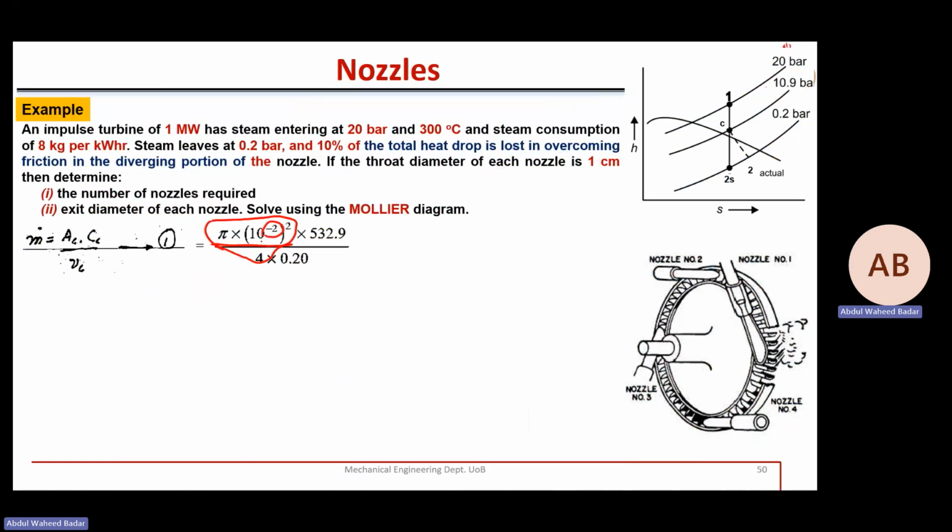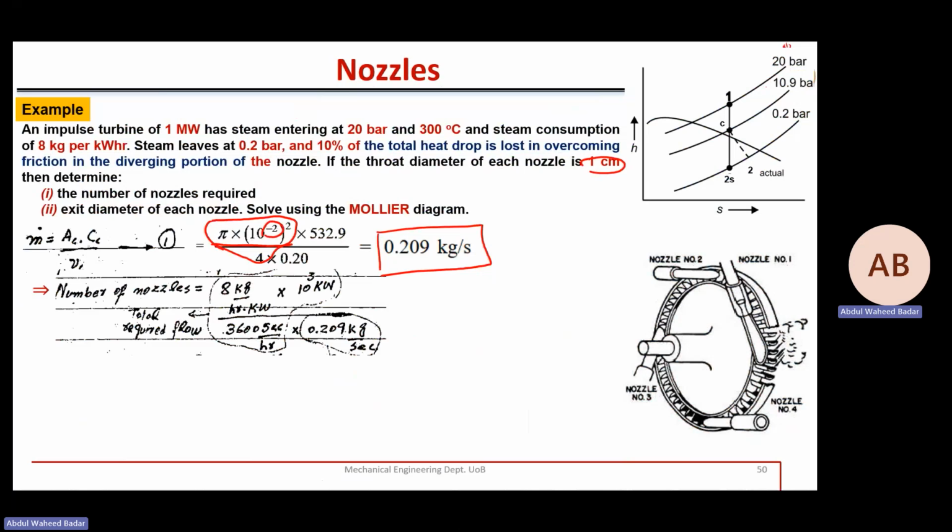Okay, this is for converting it to meter. I think centimeter is given. Yes, centimeter is given. This is the mass flow rate, kilograms per second, for one nozzle. Now we need to find out the total number of nozzles.